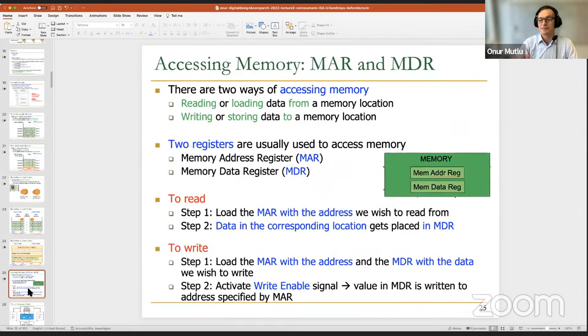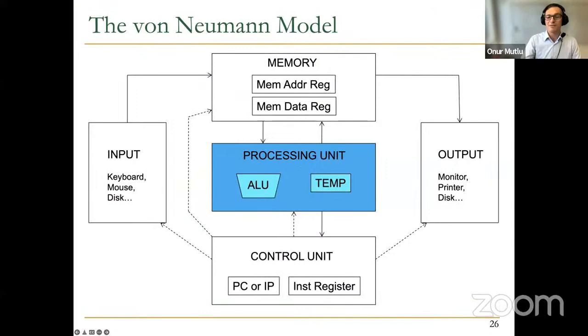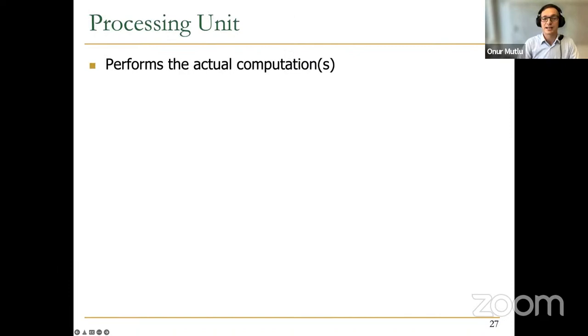Okay, and that was memory. For now, this is our abstraction of memory. We're going to talk more about memory and other parts, but let's move to processing units. The processing unit is essentially the unit that performs the actual computations.